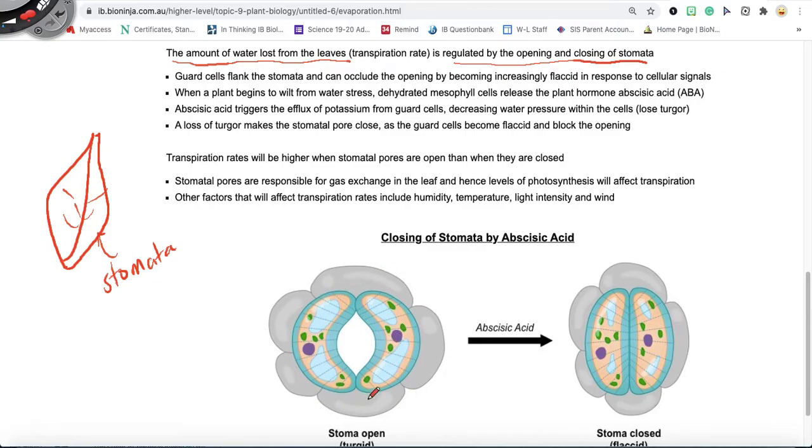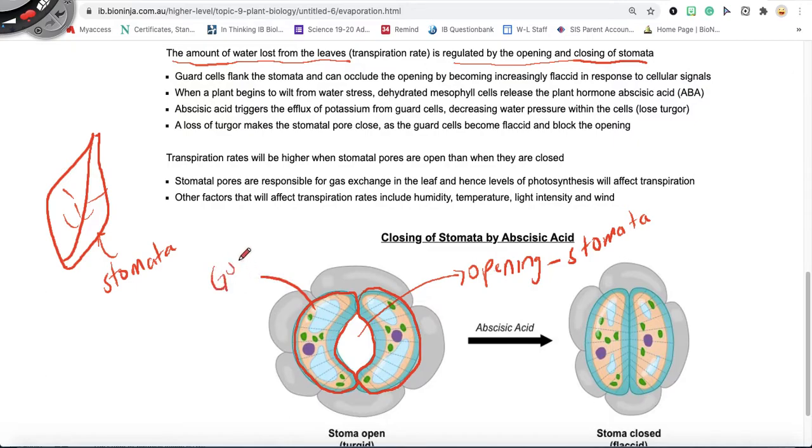So if you look at this picture here, we see that the actual opening is the stomata. And the stomata is surrounded by these cells here called guard cells. So notice how the opening and the closing of that pore is surrounded by these guard cells. So what do guard cells do? Guard cells flank the stomata and can occlude the opening by becoming increasingly flaccid in response to cellular signals.